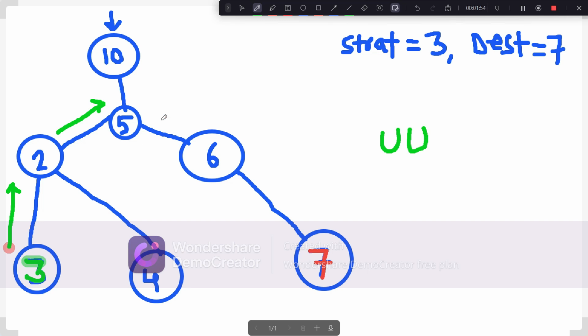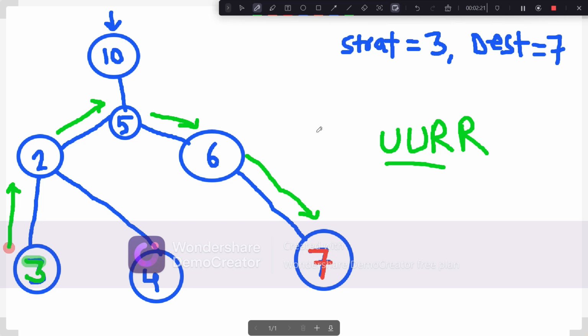Then we reached 5. Then this is the right child of 5, so one R would be there. Now we are at 6, and 7 is again the right child of 6. So U U R R would be the answer for this diagram. Okay, this is all we have to do, but the thing is how to approach.